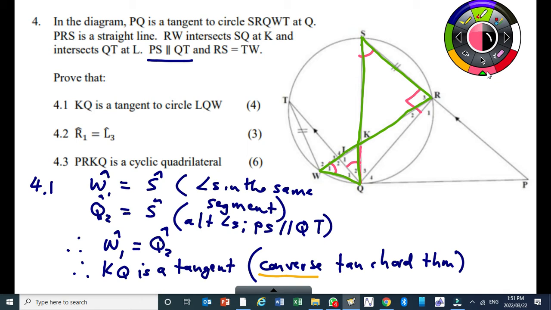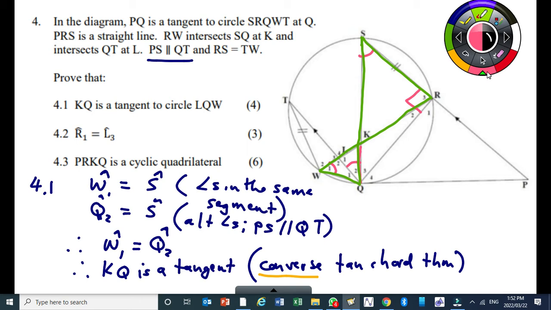Okay. First thing, you need to know that any triangle can be inserted into a circle. That means the three vertices can lie on the circumference for any triangle. It's not true for quadrilaterals, but for triangles, I can draw a circle passing through those. Okay? Now, this question here is mainly on proving that KQ is a tangent to a circle which passes through the points L, Q, and W. That's what the question is asking.